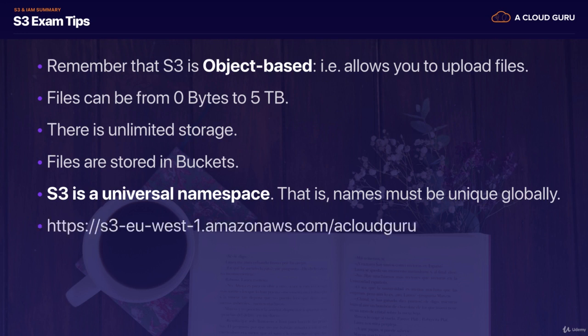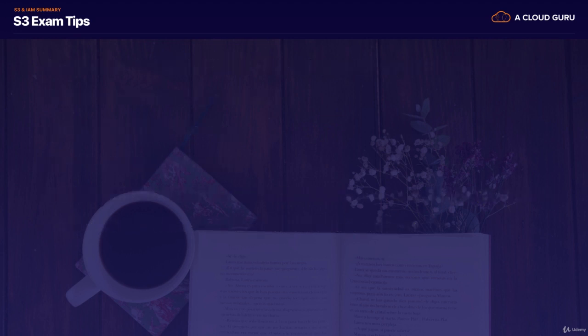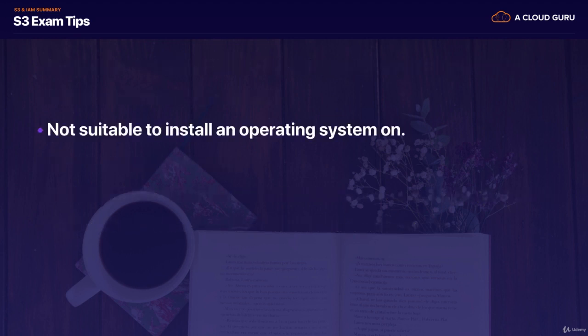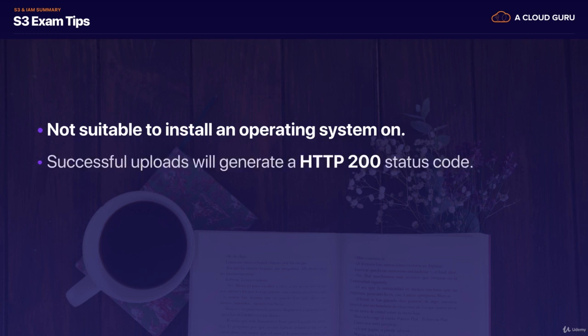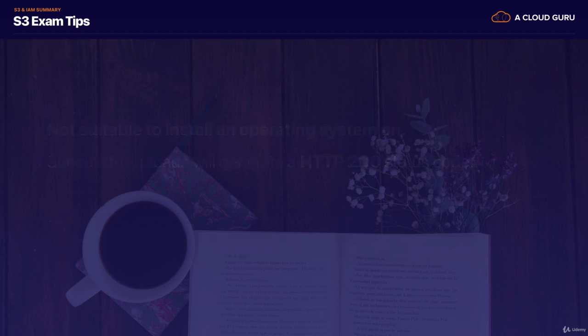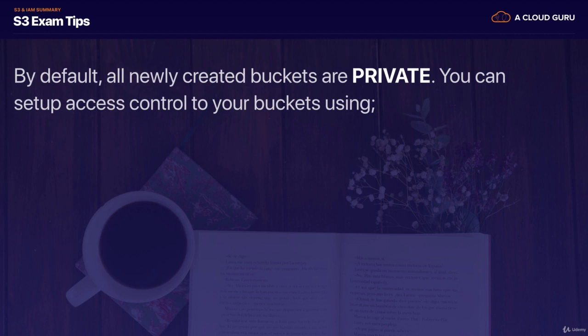And this is what the URL looks like when going to S3. It's always S3, then the region, and then .amazonaws.com, and then / your bucket name. Now, remember that S3 is object-based storage, so it's not suitable to install an operating system on or a database or anything like that. And then when you upload objects or files to S3, your browser is always going to get a HTTP 200 status code that the upload has been successful.